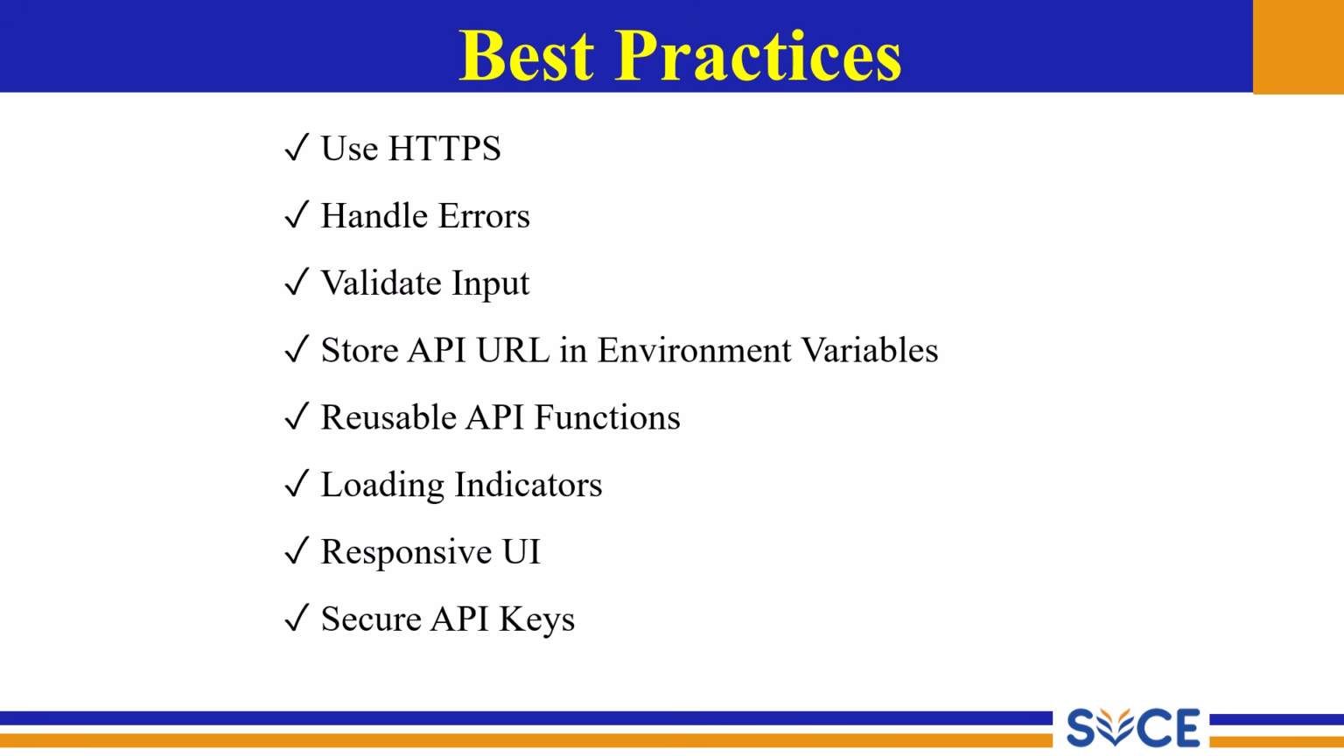Show loading indicators. Always inform users while data is being loaded. It significantly improves the user experience. Responsive user interface. Ensure the application works properly on desktop, tablet, and mobile. Most users today access websites through smartphones. Secure API keys. Never expose API keys directly in your source code. Keep them private using environment variables. This is an important point to be noted while securing API keys.